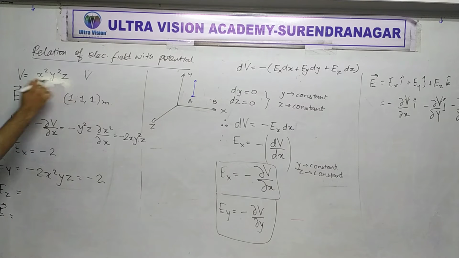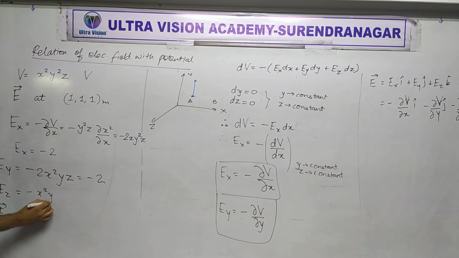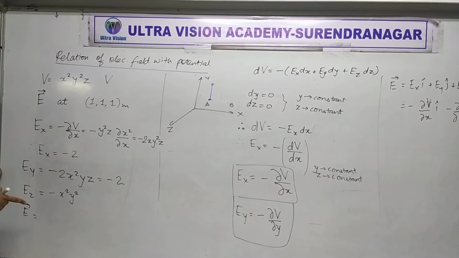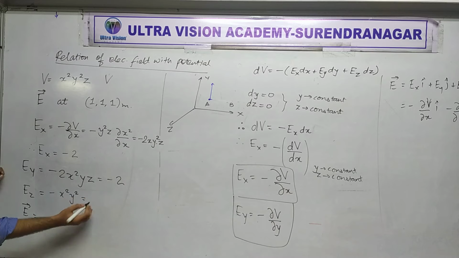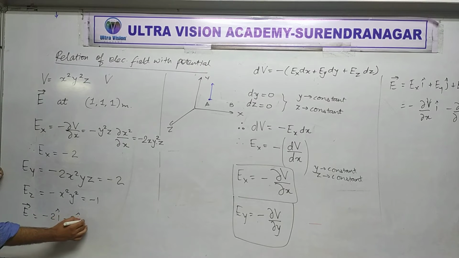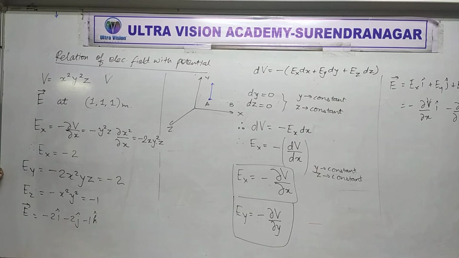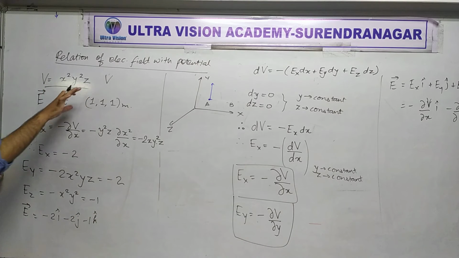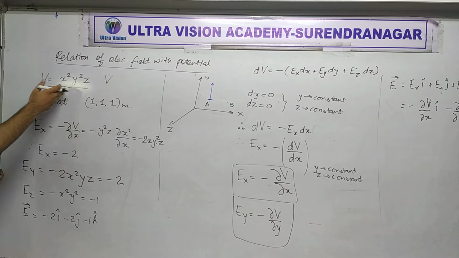And now Ez. Differentiation of z only is 1. Is that okay? dz by dz is 1. So this is just minus x squared y squared. Clear? Everyone got that? Yes. So this is equal to how much? Minus 1. And answer is minus 2 i caret, minus 2 j caret, and minus 1 k caret. In fact, like I said, it's easier. We don't have the division or the multiplication rule. Yes or no? So partial derivatives are generally easier to do. Okay?